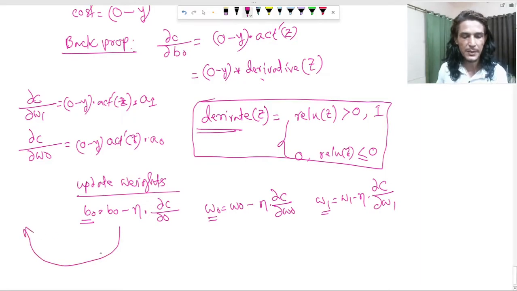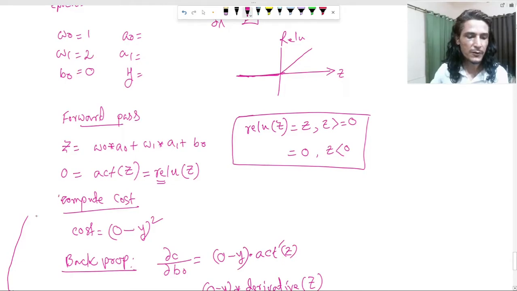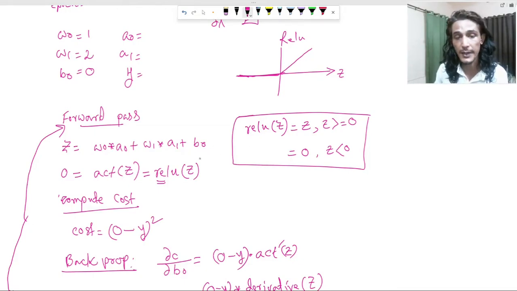It's just repeat now. Repeat, R-E-P-E-A-T, repeat. And how many times? When I say this repeat, where will it go? It will go to the forward pass, right? It will again repeat from the forward pass. Okay, with this new W0, W1, and B0, again it will compute the output.